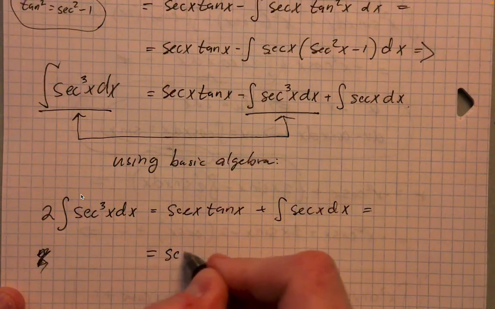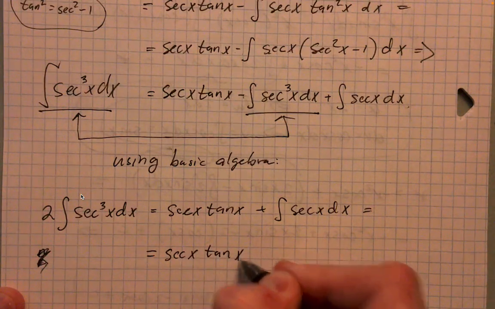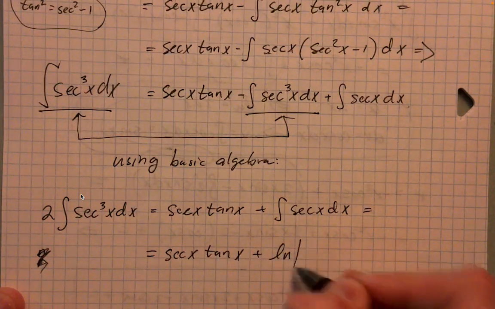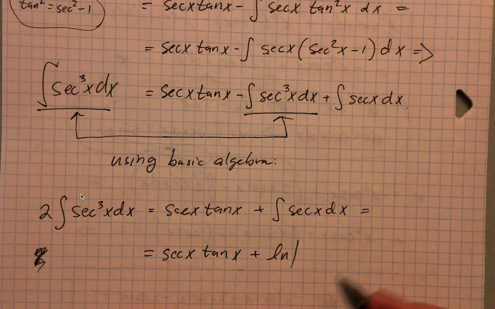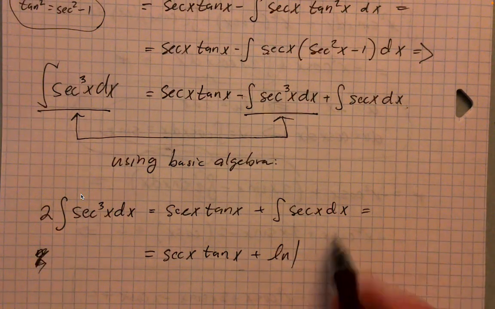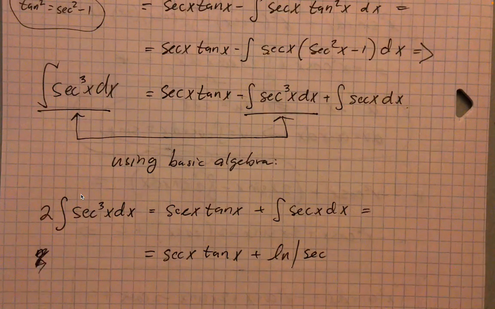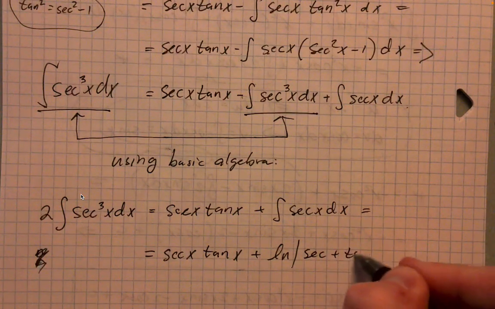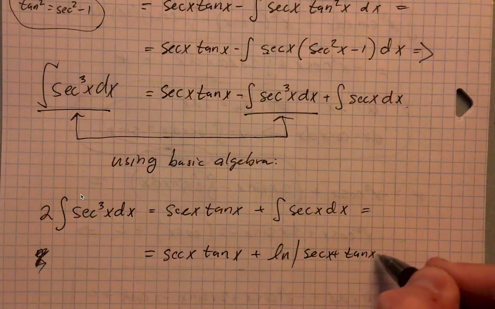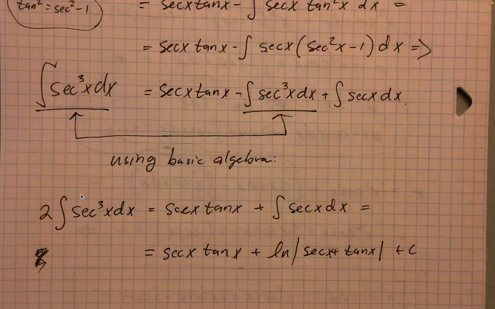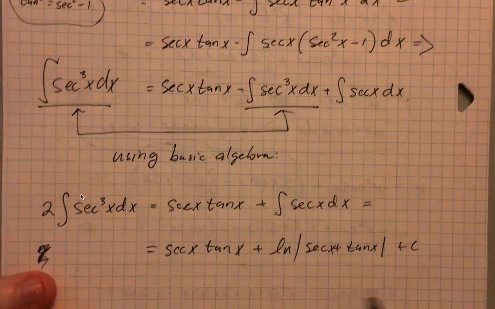So this will be secant x tangent x plus. Now, what is this one? This one is one you might have to dig into some of the earlier stuff. But this turns out to be the natural log of the secant plus the tangent. Okay. And so I'm real close, right?